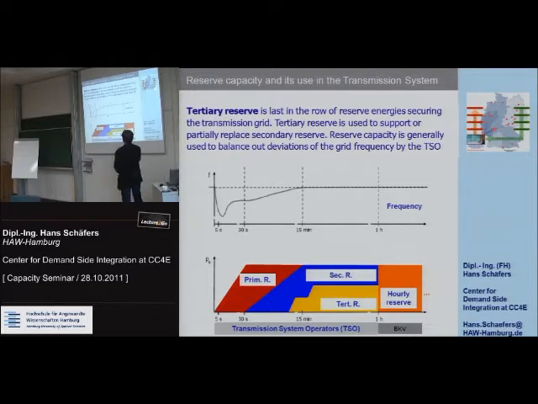Now secondary reserve capacity is substituted by tertiary reserve capacity, or at least aided by it, and that is slower systems that actually need a couple of minutes to get started. And any deviation that is longer than an hour is called hourly reserve, which is not really a reserve, but a re-establishment of the actual scheduling of generation and consumption sites, right?